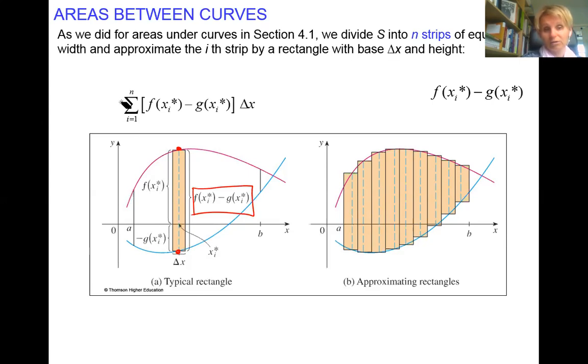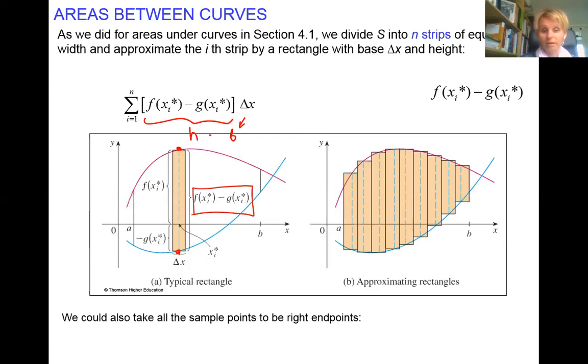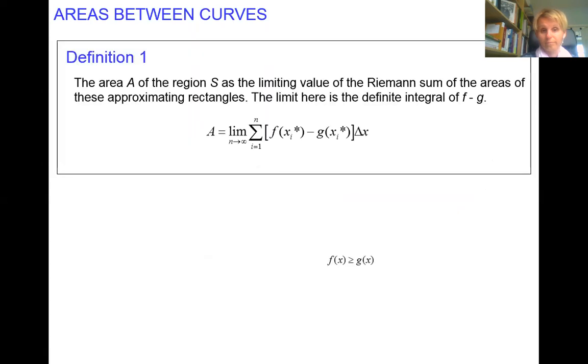Now, sigma notation means that we're adding all of them. This is the height times base, and sigma shows that I'm adding all of them. That means this is my approximation of the area between two curves. So I can have my definition. The area A of the region S is defined as the limiting value of the Riemann sum of the areas of the approximating rectangles, because the limit of the Riemann sum represents a definite integral.